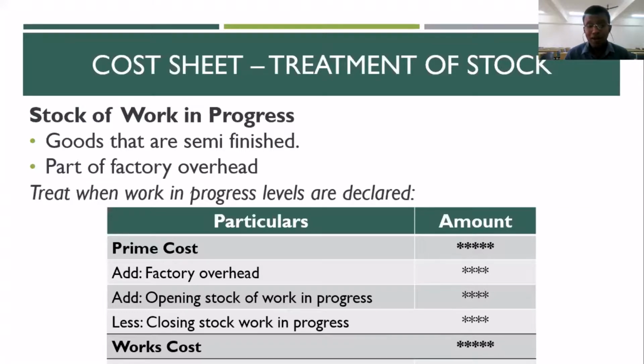You will add the opening stock of work in progress. From that, you will subtract the closing stock of work in progress, and then you will have to calculate the works cost or the factory cost. So this is how you would be treating work in progress.